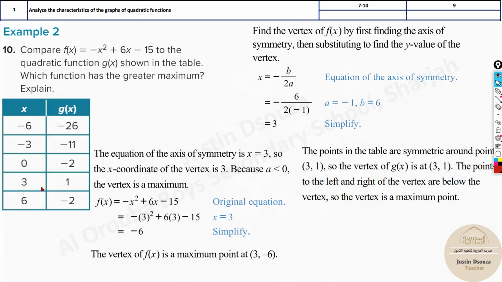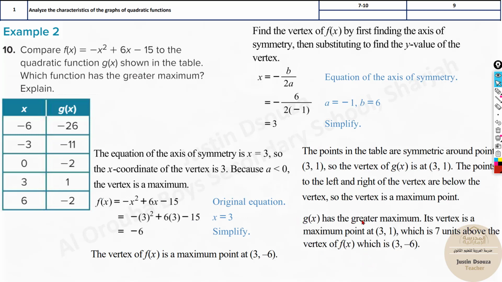Sorry, it's 3 comma 1. X is first, 3 and 1. So the maximum point over here is 1. The maximum point of f of x is minus 6. Which is having the greater maximum? The function g of x has the greater maximum.